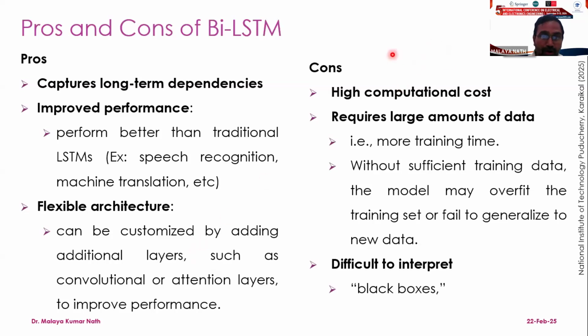If we look into the other side of this bidirectional LSTM, it has a high computational cost because it moves in both directions, that is forward and backward. It requires a large amount of data, that is more training time. Without sufficient training data, the model may overfit the training set and fail to generalize to new data. And it behaves like a black box.